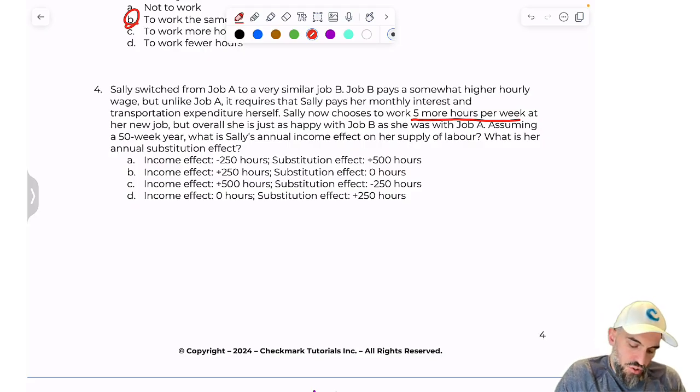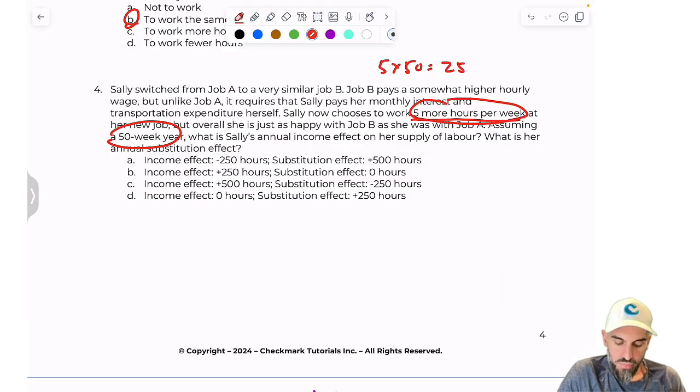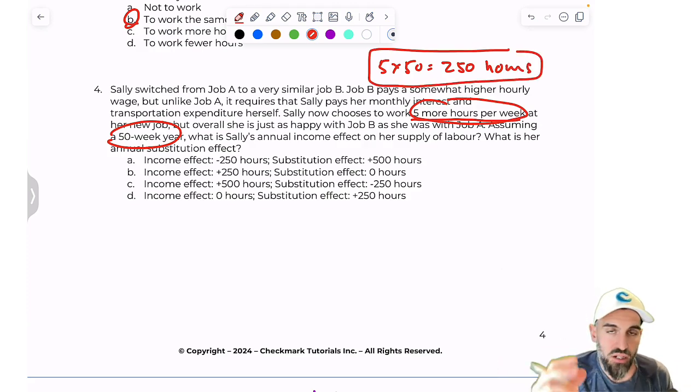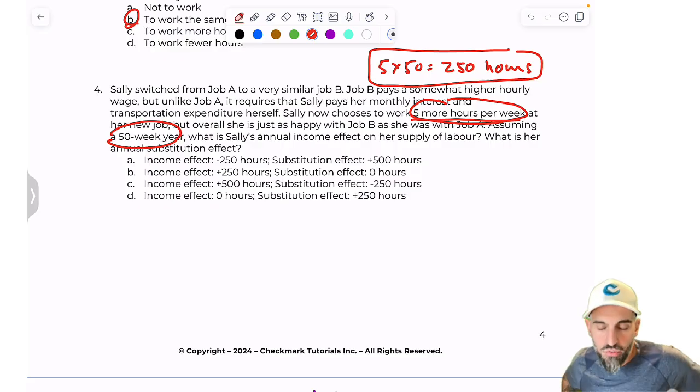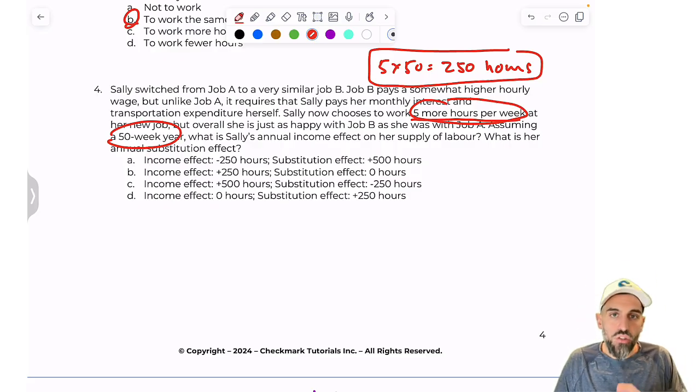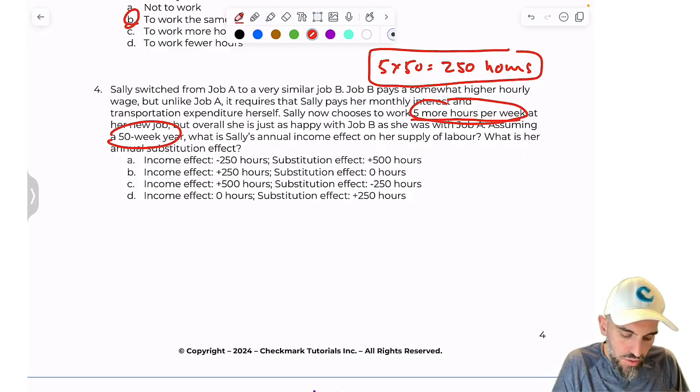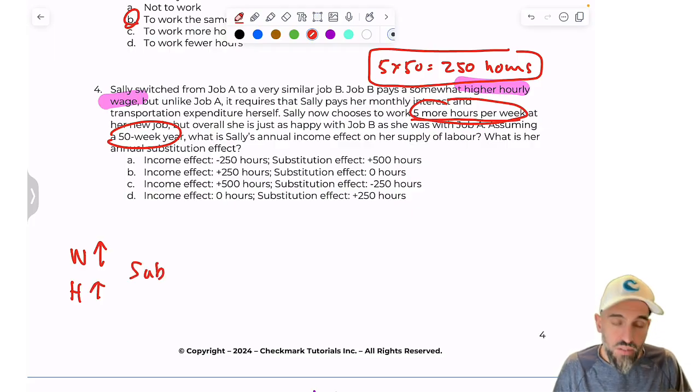So if she is working 5 more hours, we'll do 5 times 50. She is working 250 additional hours. That is the end result. Once taking into account her substitution effect and her income effect, she decided that she's going to work 250 more hours. So she has a higher hourly wage. So wage went up and hours of work went up. That's substitution effect. That means her substitution effect was greater than her income effect.